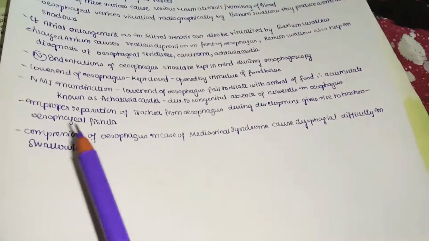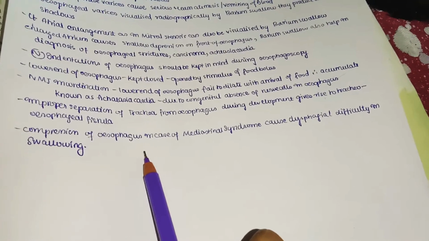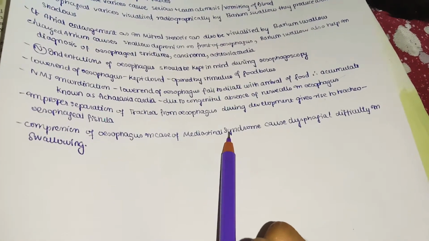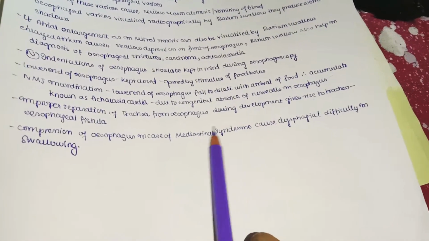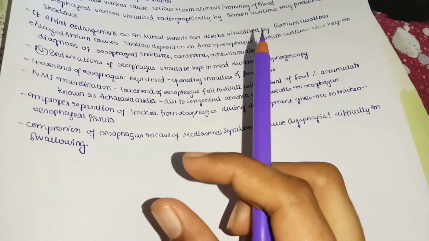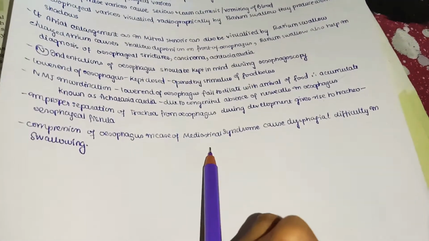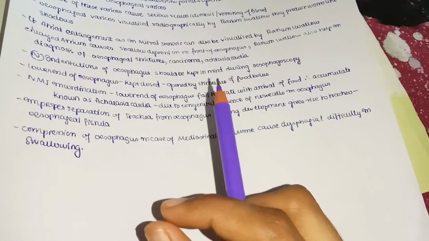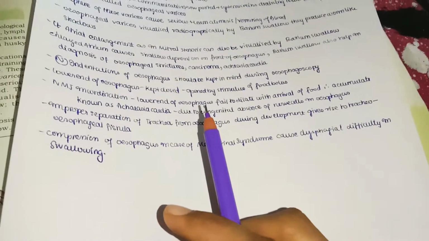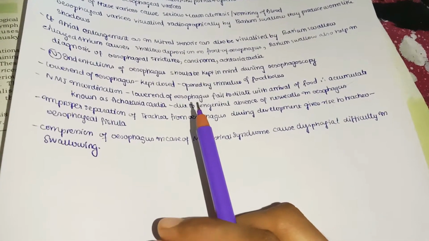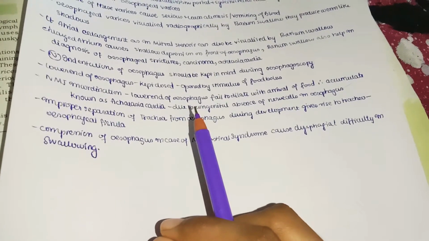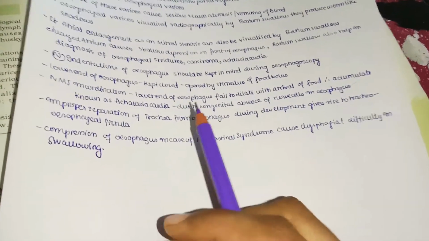And next you have compression of the esophagus in case of mediastinal syndrome, causing dysphagia, difficulty in swallowing. So the esophagus is compressed, mainly in case of mediastinal syndrome, causing dysphagia. Of course the esophagus is a food pipe, so if it is getting compressed, then you don't have a chance to swallow the food properly. So this is a problem.